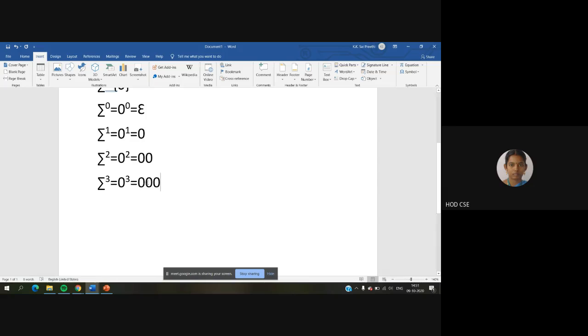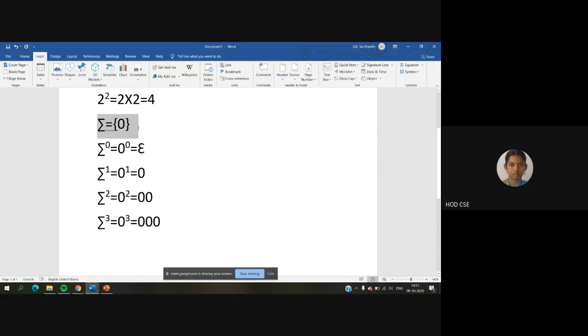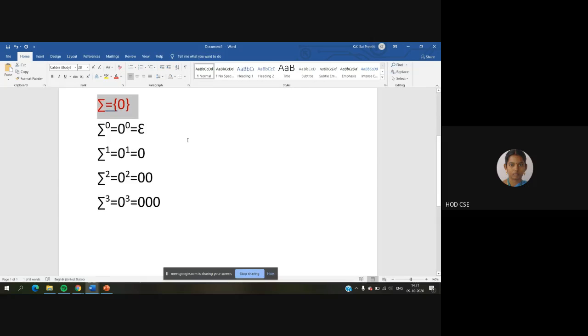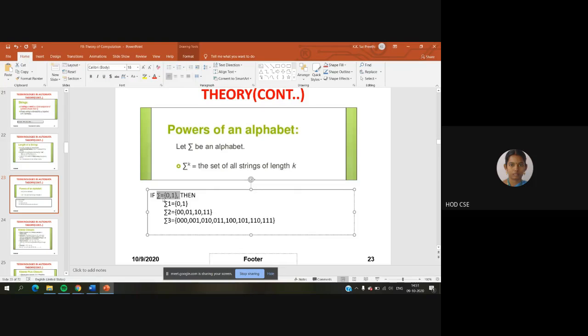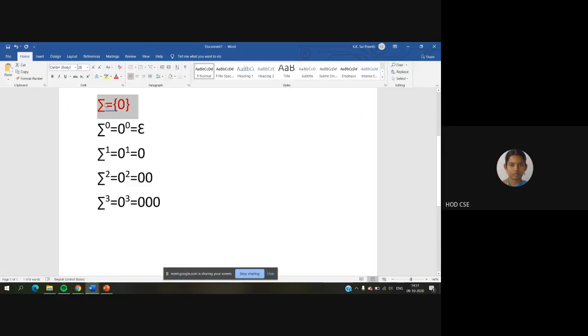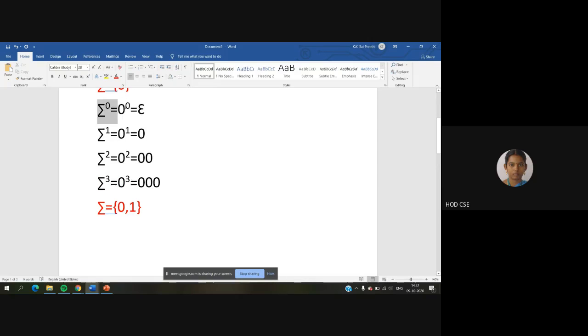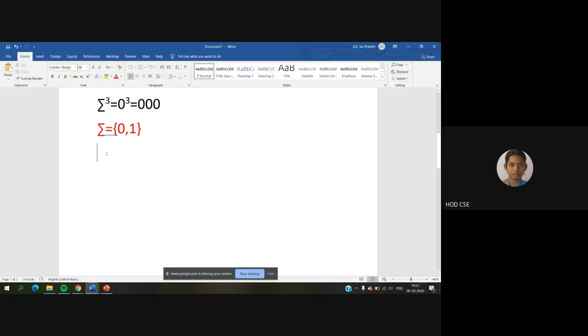Likewise, you can move on. So here I'm having sigma as 0. That is a very simple alphabet. But in a practical case, the alphabet may have a different number of symbols. So in the presentation, I'm having sigma equal to 0 and 1. You have to produce sigma power 0, sigma power 1, sigma power 2, and sigma power 3. At least these you can have.